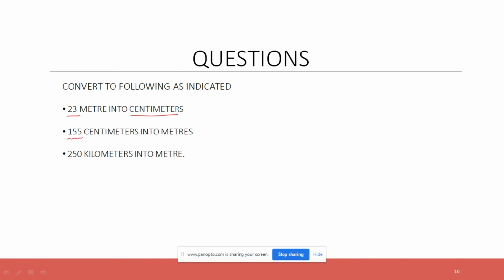Then the next question is, you have to convert 155 centimeters into meters. So here you have to divide, right? The next is 250 kilometers. You have to convert 250 kilometers into meters. We know that in 1 kilometer, how many meters are there? Yeah, right. There are 1000 meters. So similarly, you have to convert 250 kilometers. You just have to multiply this. You can find it easily.